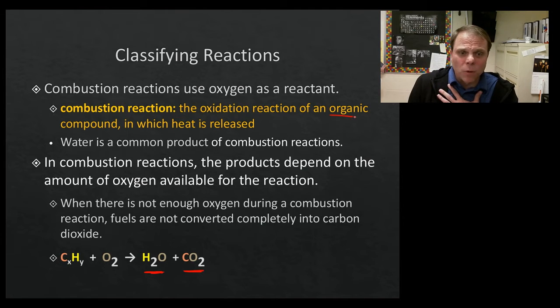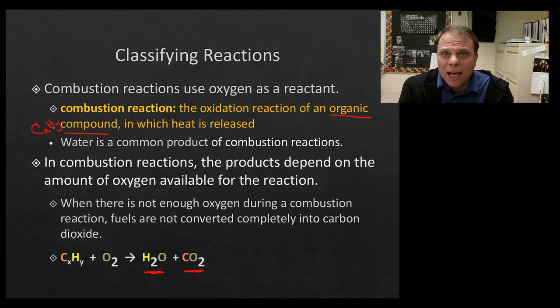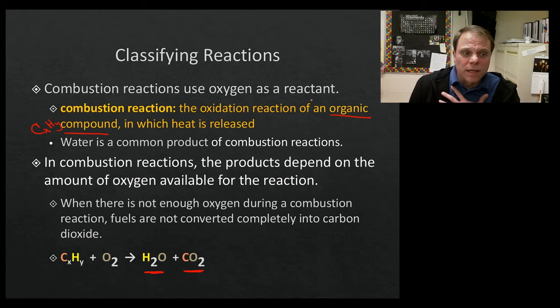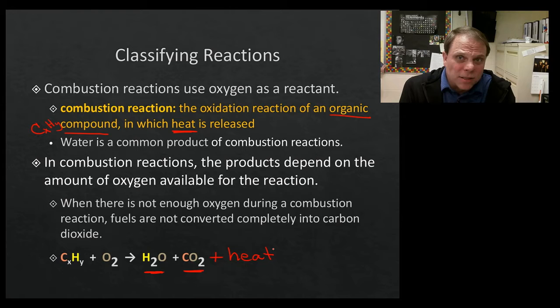And up here it says organic compound, and so in this case we're talking about a hydrocarbon. Now CxHy is the way I like to symbolize a hydrocarbon. C, a certain number of C's, and then a certain number of H's. Okay, the x and the y being the variables of certain numbers. You take that and you're going to get carbon dioxide and water. Notice that heat is released. So if I were to add heat to this reaction, I could basically just put plus heat. These are exothermic reactions, okay?